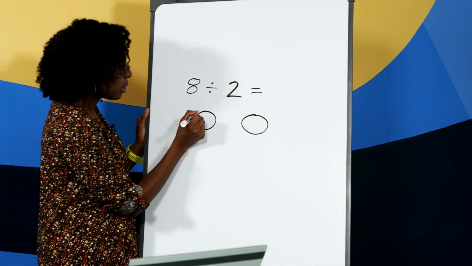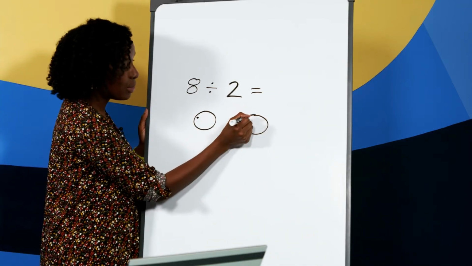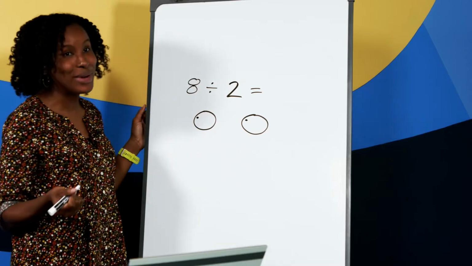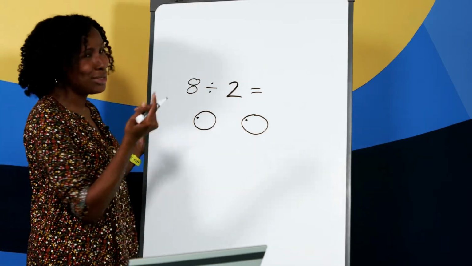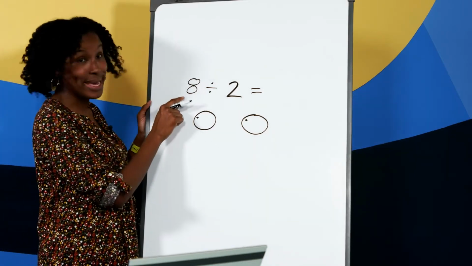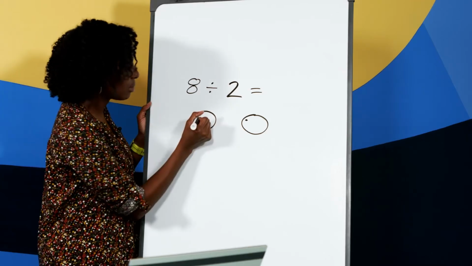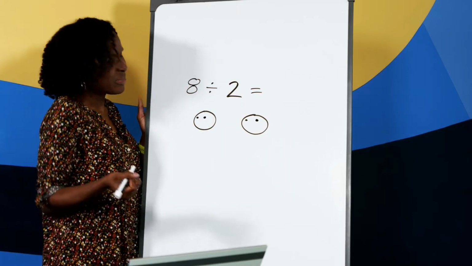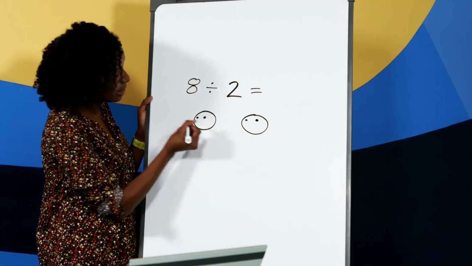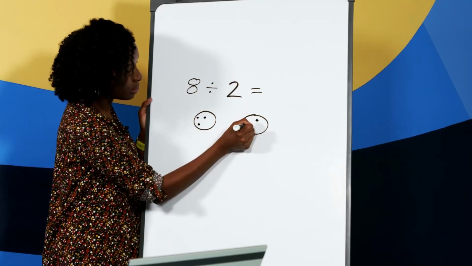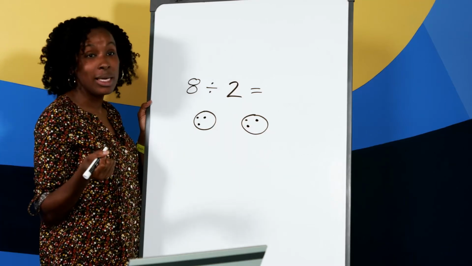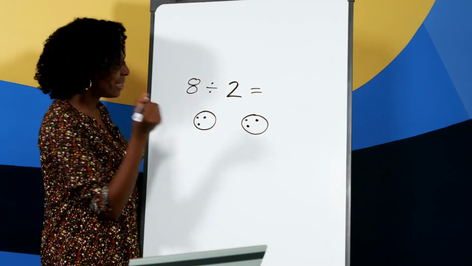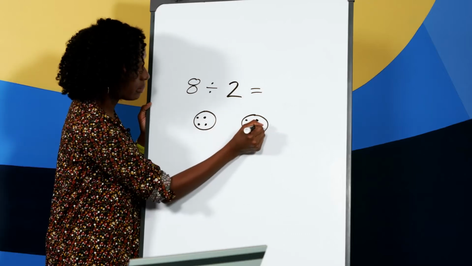So I'm going to draw 1 cookie here. That means I've also got to put 1 cookie here because remember, we want to keep them equal. Well, that's only 2 cookies, and we have 8 cookies, so I think we should keep going. A cookie for this friend and 1 for this friend. That still only gives us 4 cookies. Let's keep going. Still even, but that's only 6 cookies. Let's draw 1 more for each friend.